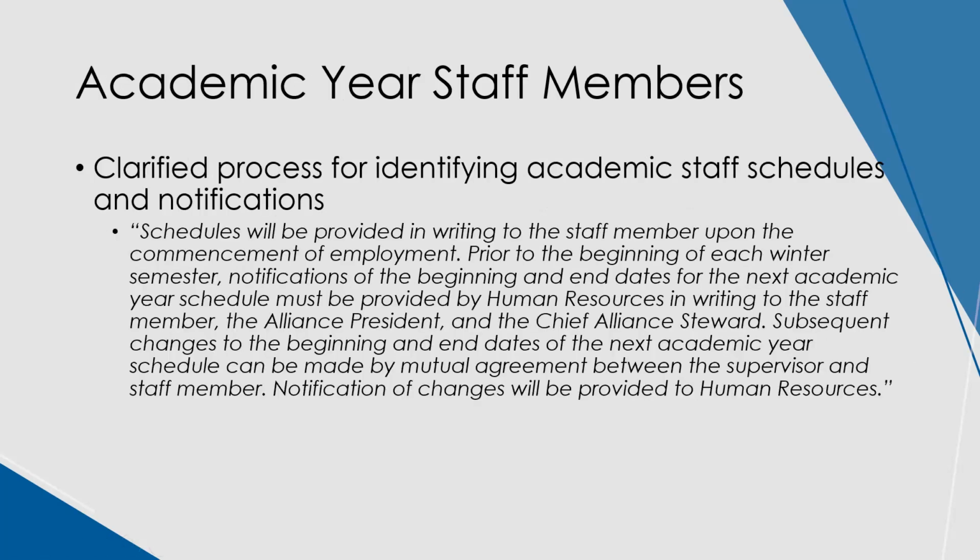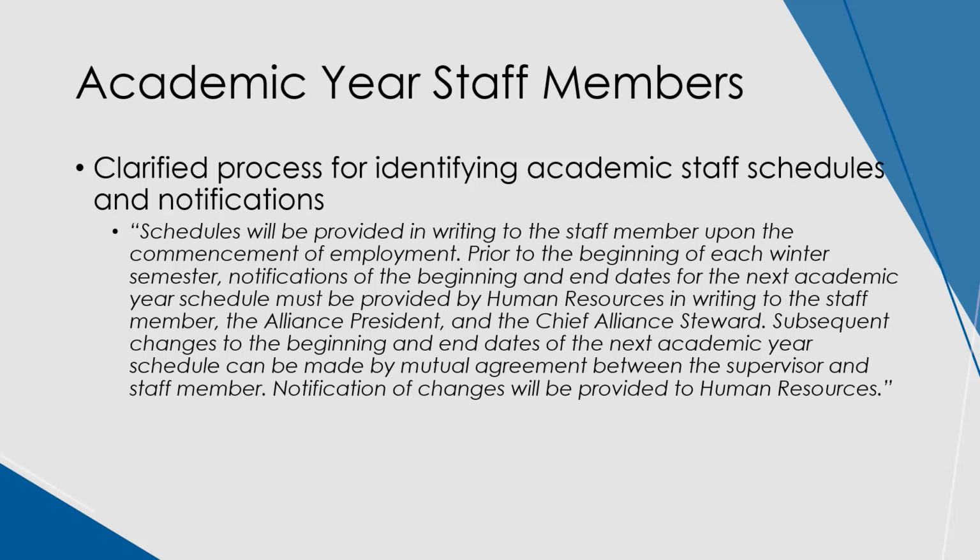The next section is on academic year staff members. And for this, we clarified the process for identifying academic staff schedules and the notification of that, so that staff understand what their dates of work are for each academic year, and helped create some clarity there. So you'll see we have the language that was updated in the contract here, and it's just providing a little bit clearer picture of how this process will work.